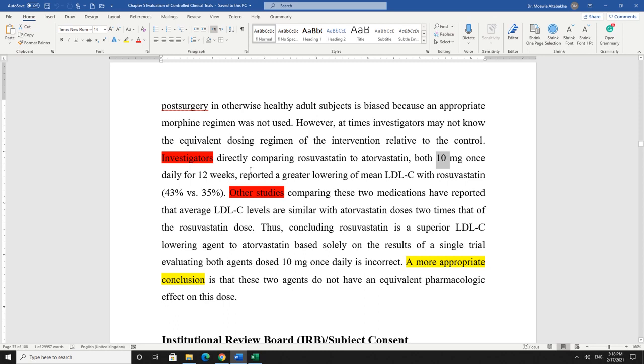What should be my conclusion here when I say 43 and 35? The more appropriate conclusion should be that these two agents do not have an equivalent pharmacologic effect at this dose. At this dose they are different in effect, but I cannot say one is better than the other. Okay?